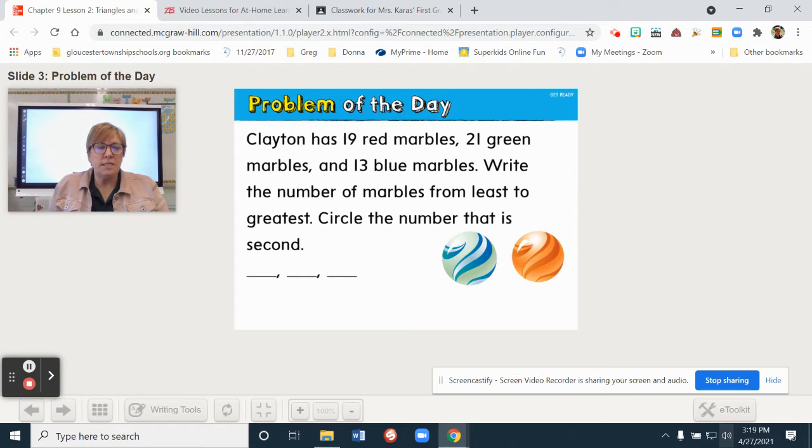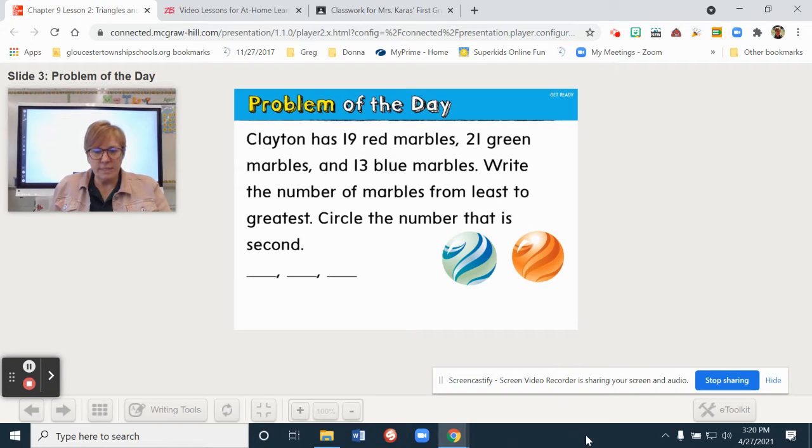Clayton has 19 red marbles, 21 green marbles, and 13 blue marbles. Write the number of marbles from least to greatest. Okay? Pause now, and using the numbers that I've just shown you and said, put them from least to greatest, and then come back and I'll give you the rest of the directions.